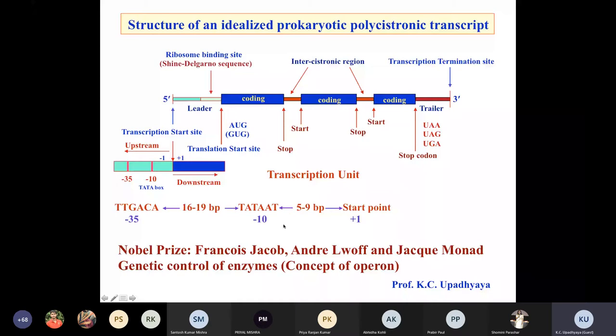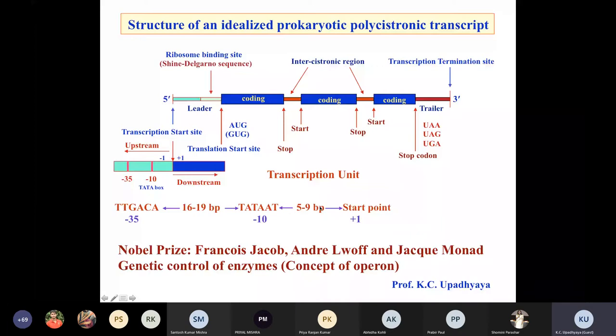I have written here 5 to 9 or 16 to 19. What it means is that, in nucleotides, these are the limits you can have. If you expand beyond 19 or go below 16, the promoter will not function. The distance is 5 to 9 base pairs, so if you have less than 5 or more than 9, the promoter will not function. And that's the plus one, of course, the start site.